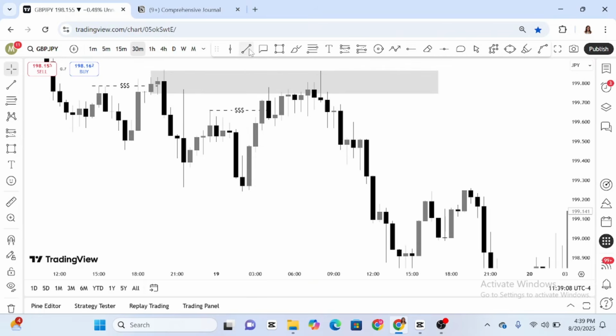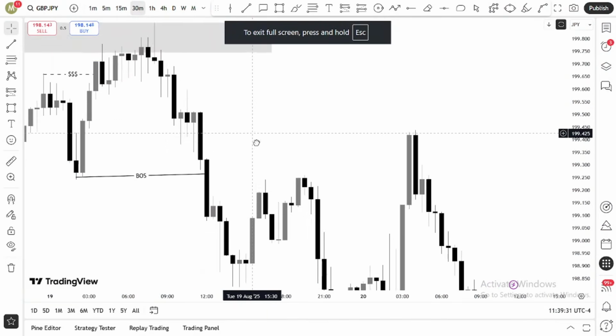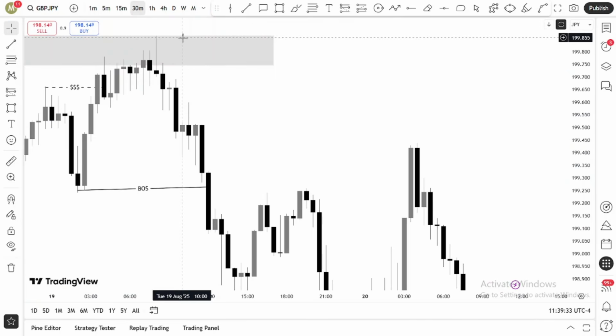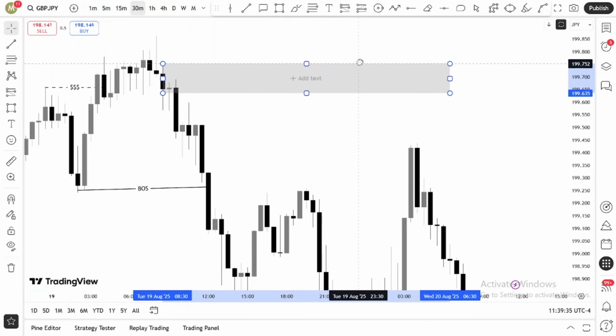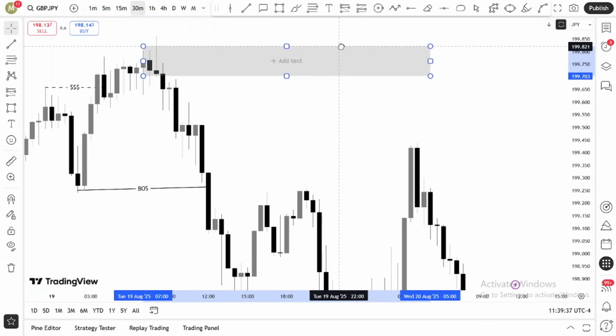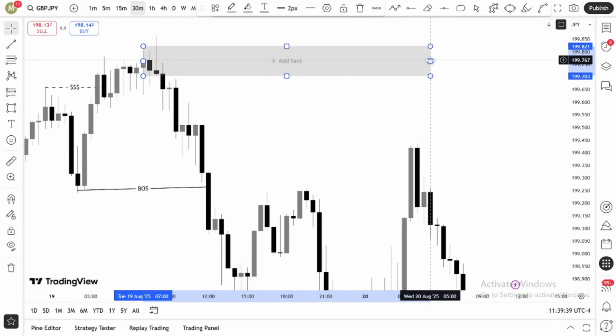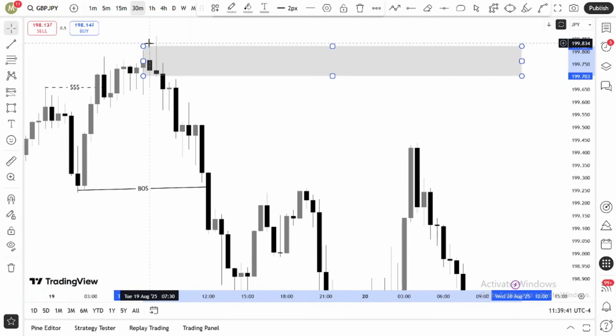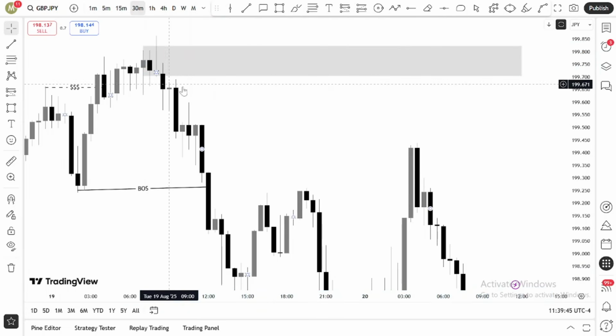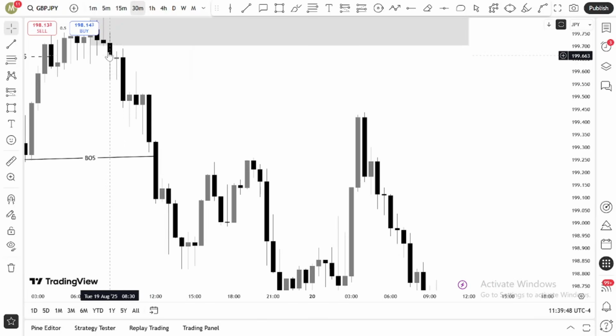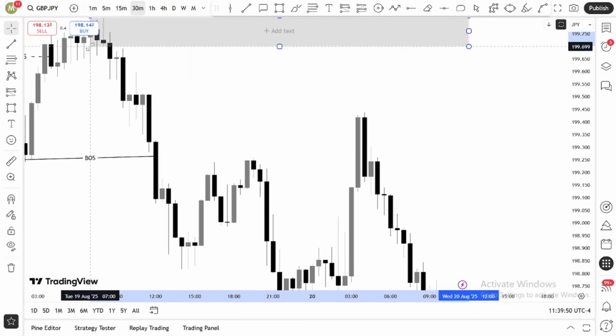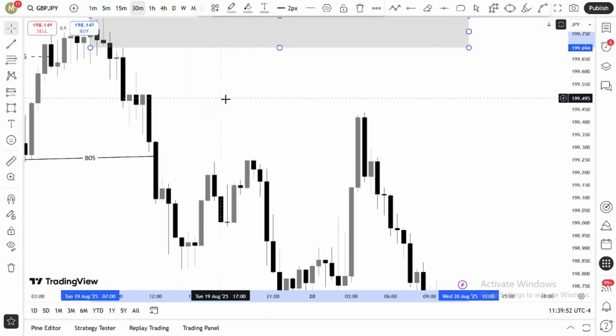We have this break here. So we have this break of structure to the downside. And where is my next valid order block? I would like to map this out first as my valid order block because this is the origin that caused this break of structure. I'll map this out as my valid order block. Okay, but before price gets to that zone, I need to see if there is liquidity that price will sweep.